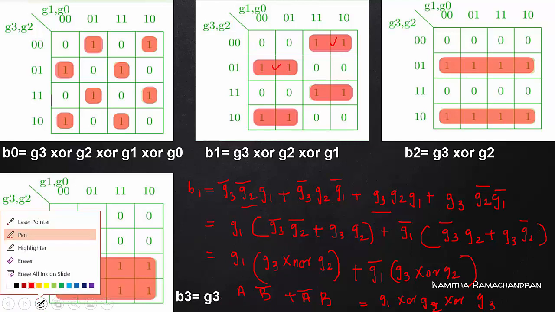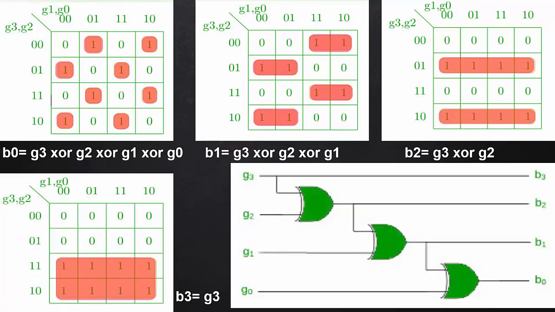So from this, now we can write the circuit like this. We can start with G3. G3 is directly given as B3. So B3 equals G3. Then B2 means G3 XOR G2. And B1 is actually G3 XOR G2 XOR G1.